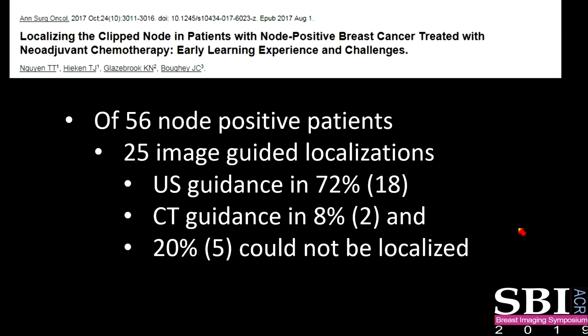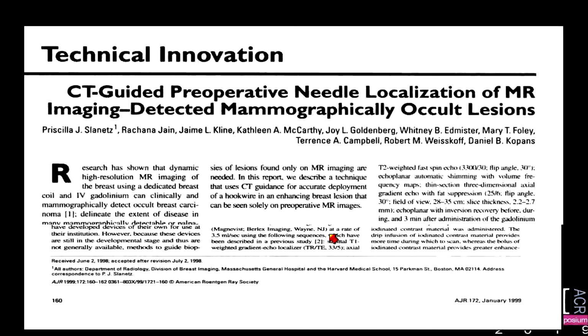Now, localizing the clipped node, this is a good paper on early learning experience and challenges. So it may seem that it's pretty simple to localize these, but it can be challenging. As you can see, the numbers here are very small, 25 image-guided localizations. They could perform about 72% by ultrasound, 8% of those required CT, and they could not localize 20%. So it could get challenging, and sometimes you have to revert to CT to do CT-guided localizations.